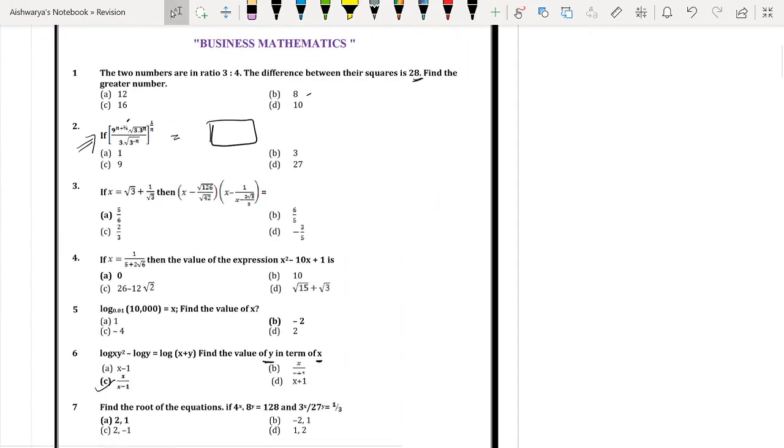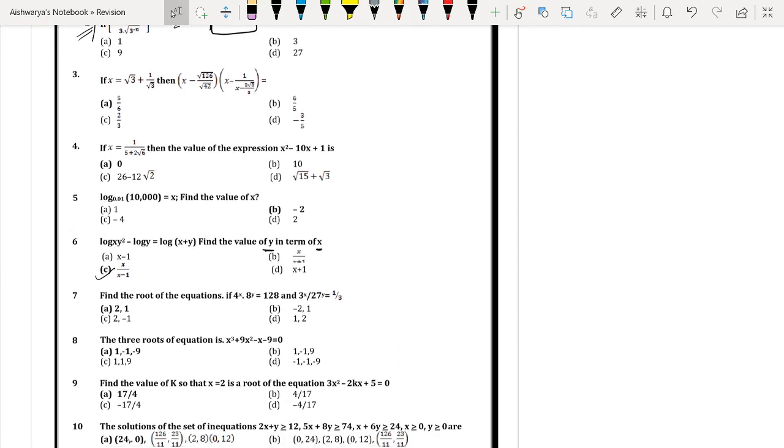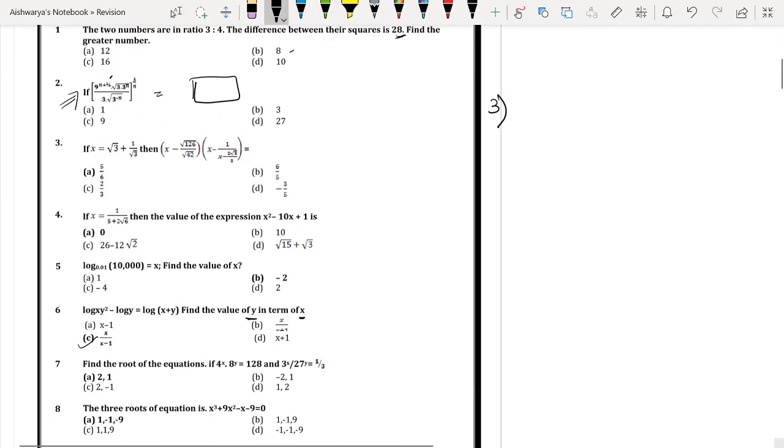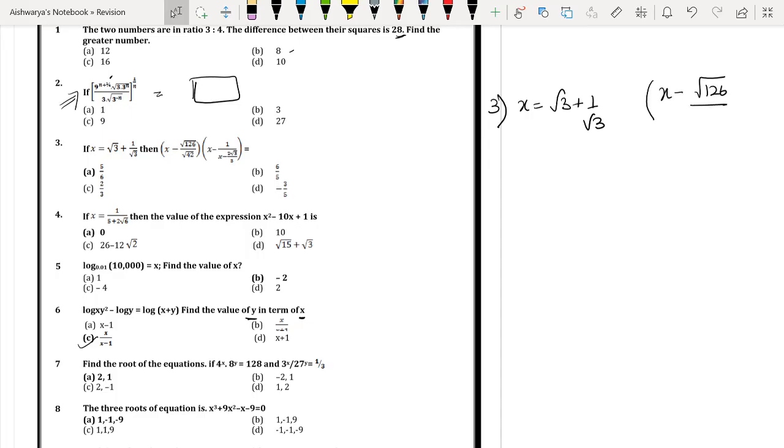Okay. So we need to start solving from question number 3. Question number 3 is also equations. So let us take up question number 3 first. Okay, x value is given to us as root 3 plus 1 by root 3. What is the value of x minus root 126 divided by root 42?